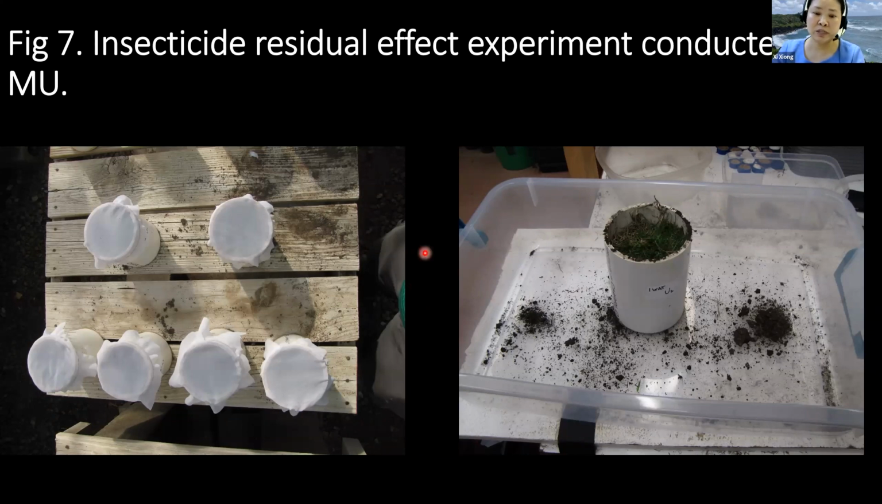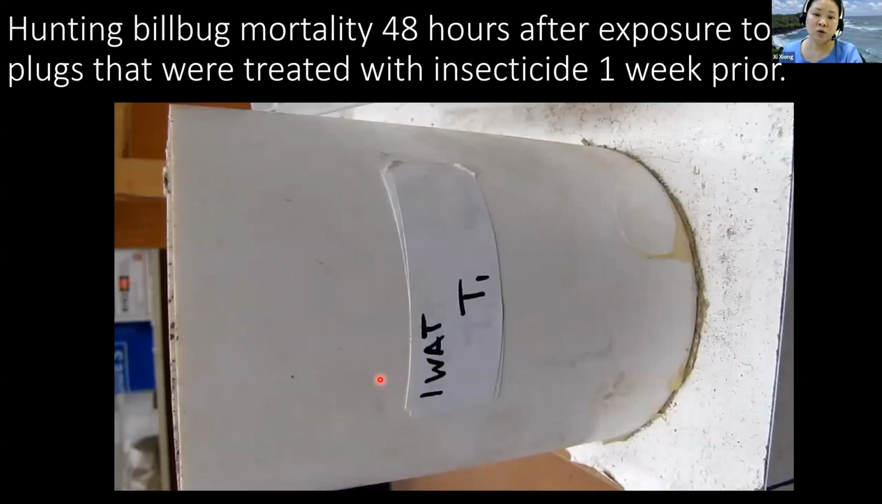Because the insecticide I just mentioned works by contact. This is an experiment we did here at the University of Missouri. We sprayed the field with zoysia grass, and then we collected the plugs back to the laboratory at different times, from 1 week, 2 weeks, all the way to 4 weeks after the pesticide had been sprayed. Then we released the hunting billbugs we collected from the field into this device, the PVC pipes, covered them, and let them stay there for 48 hours. Then we checked how viable they were, or whether there was any mortality.